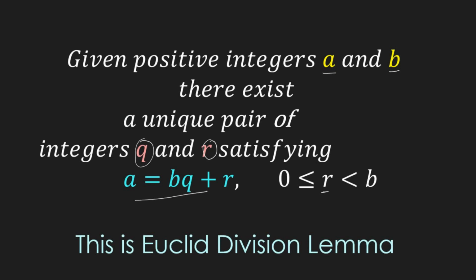Let me state it. Suppose we take two positive integers, A and B, as in the 3 or 4 examples we took, and we got two more, Q and R. How? Given positive integers A and B, there exists a unique pair of integers Q and R satisfying A is equal to BQ plus R, along with 0 less than or equal to R less than B. This is known as Euclid division lemma.